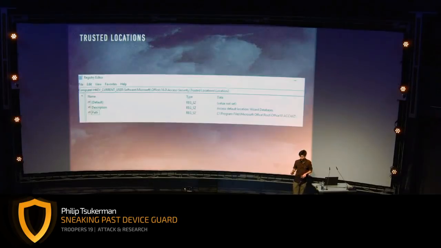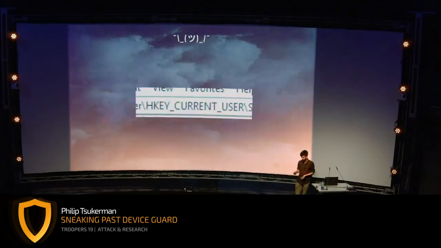So let's look at how these things are actually represented in the registry. So we have Office 16 Access Security Trusted Locations and the very descriptive Location2. And we have like a path of the directory itself and a description, and well, that's all fine. But in a post-exploitation scenario, you could see a small problem here, and it is this.